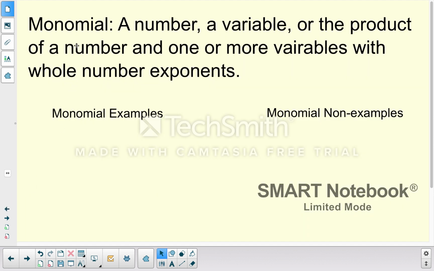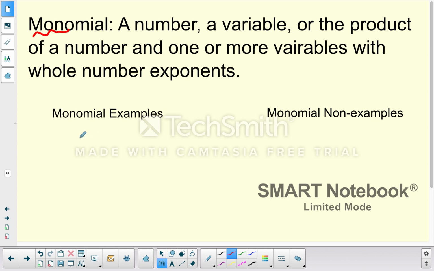Monomial, that's the first word we're going to hear about. This prefix mono, you might have heard of the word monopoly. That's a board game. A monopoly is basically when you have one company that controls everything in the business. And a monomial, I should pronounce it correctly, is just a number or a variable or the product of a number in one or more variables with whole number exponents.